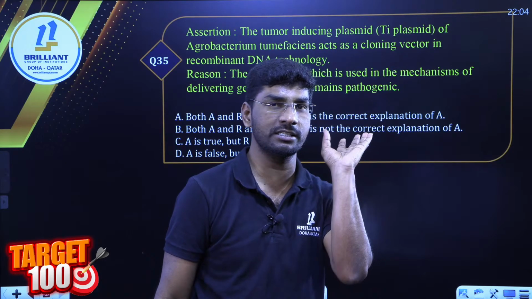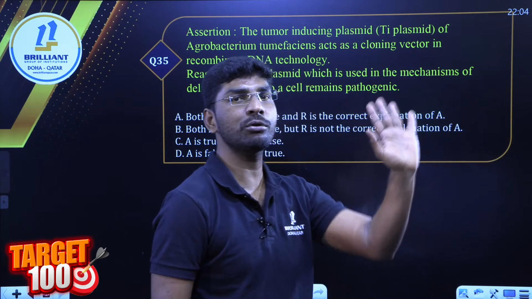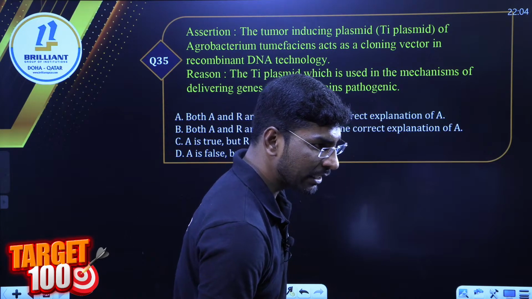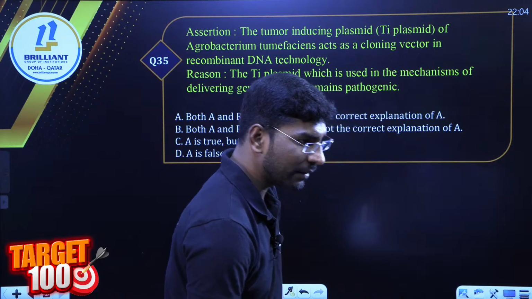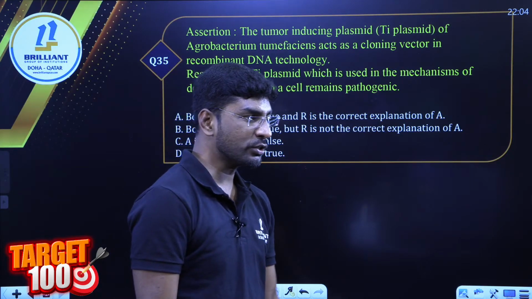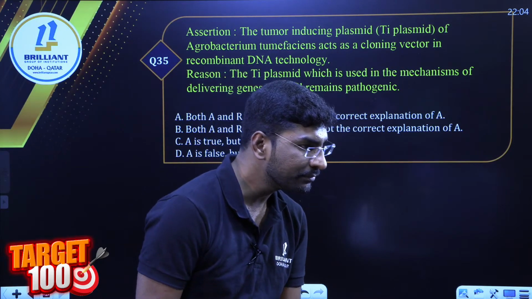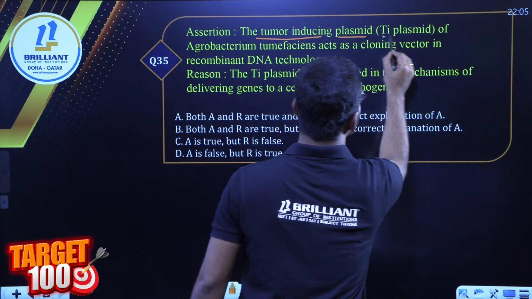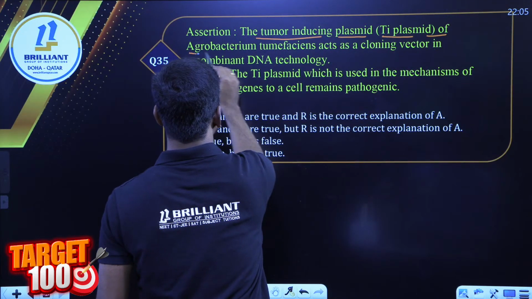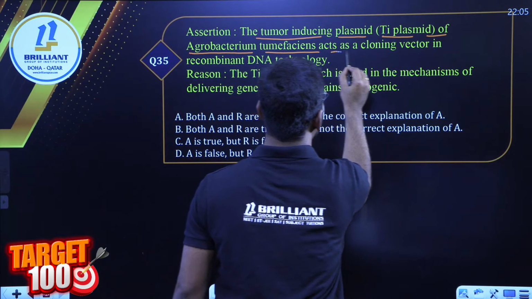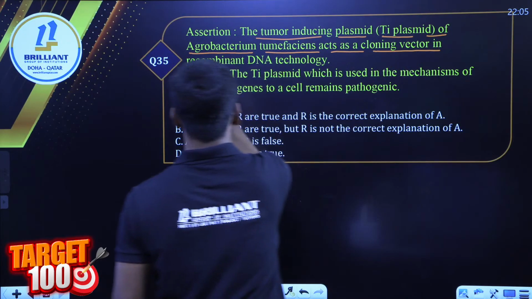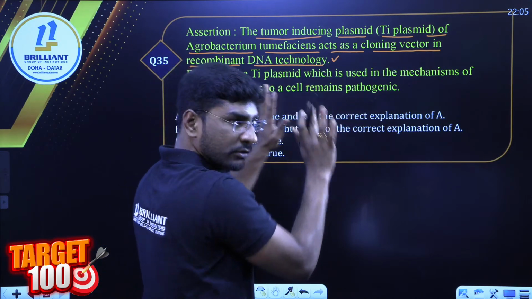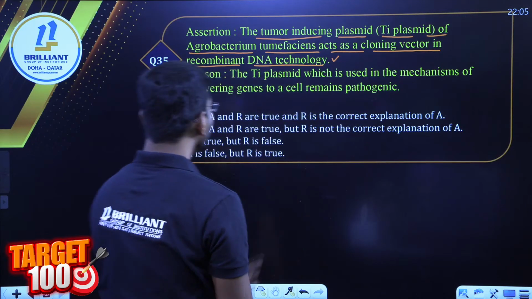I will be silent. Really, I will be silent. You have to pick up the right answer. Albert, Kedraj, Sana, Shadi, Yusuf, lots of biology. I need an answer. Assertion: the tumor-inducing Ti plasmid of Agrobacterium tumefaciens acts as a cloning vector in recombinant DNA technology. Correct. It's true. Right. Done.